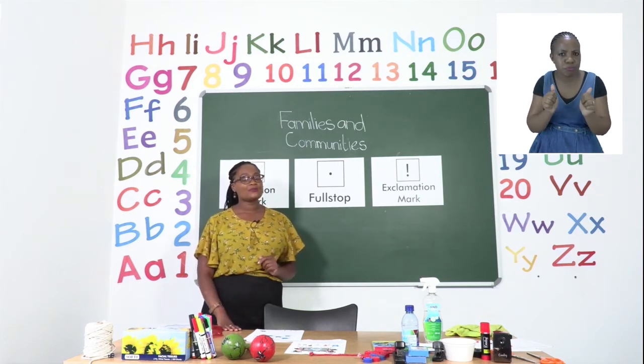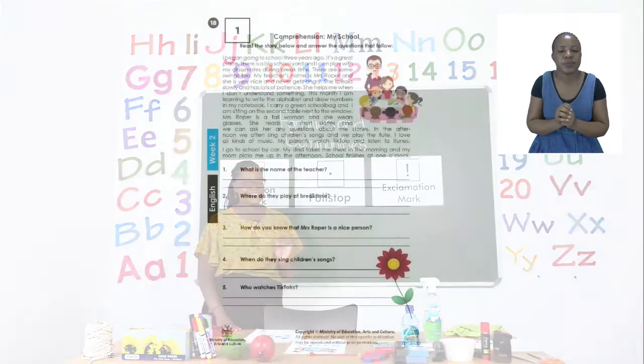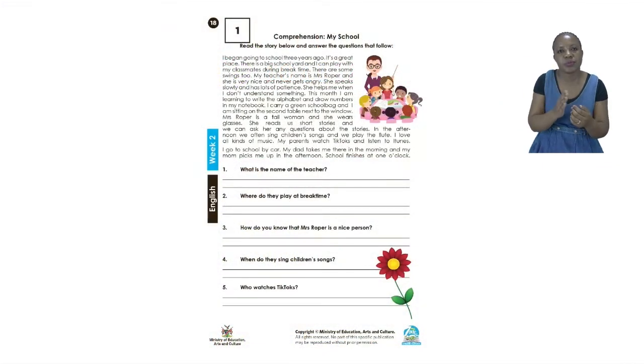Let us now turn to page 18 for our next exercise. On page 18, you can see that we have a story to read. Oh, I love comprehensions. And this story is talking about a certain person. Remember, a comprehension needs to be read three times. So I am going to read it first for you. Please follow with your finger or with your pencil. Are you ready? Let's go.